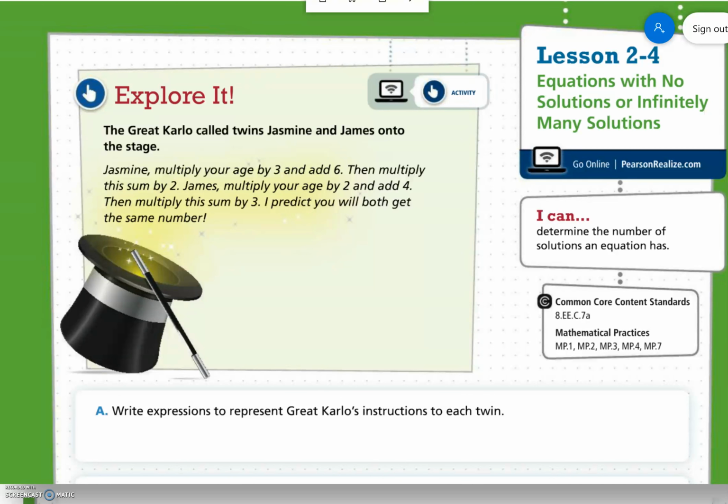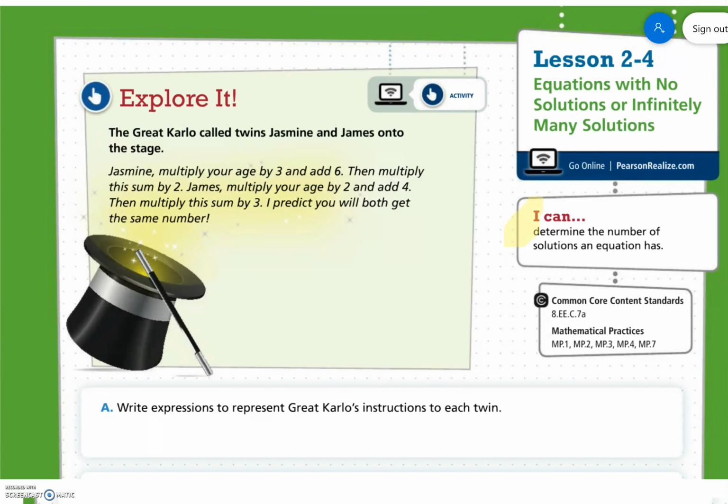Hi, 8th grade. Welcome to lesson 2-4, equations with no solutions or infinitely many solutions. By the end of the lesson, I want you to be able to say, I can determine the number of solutions an equation has.